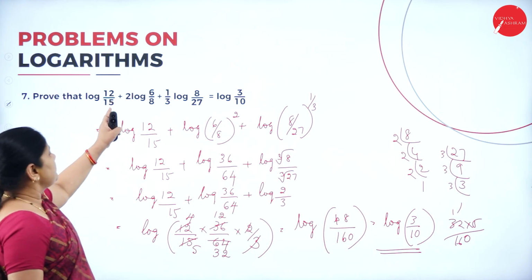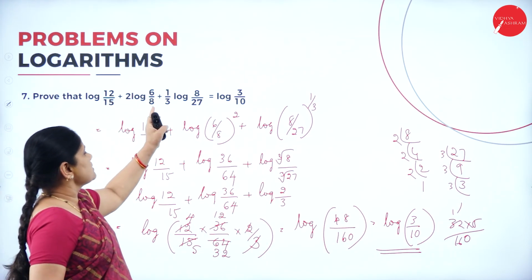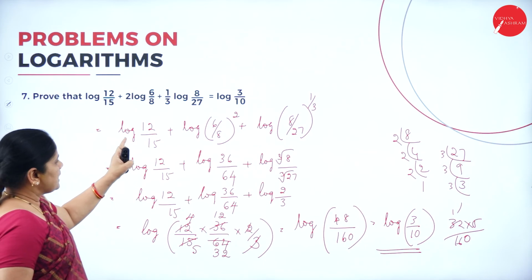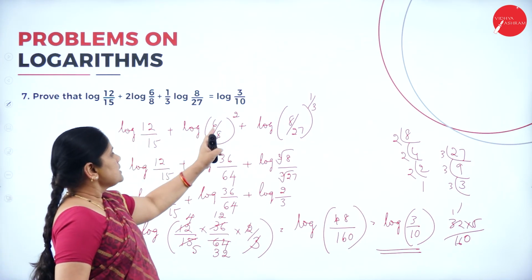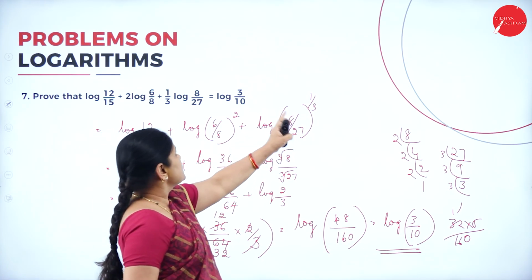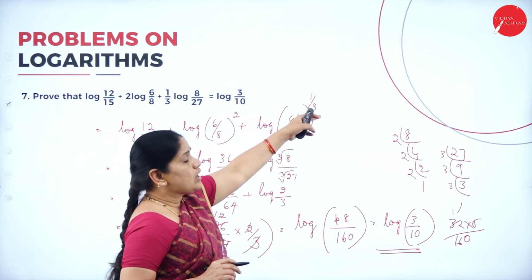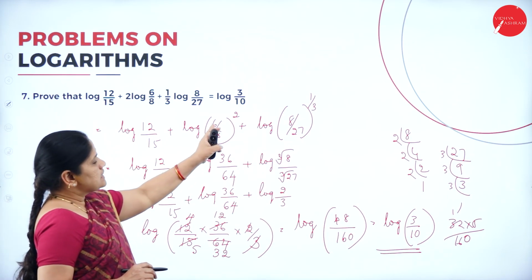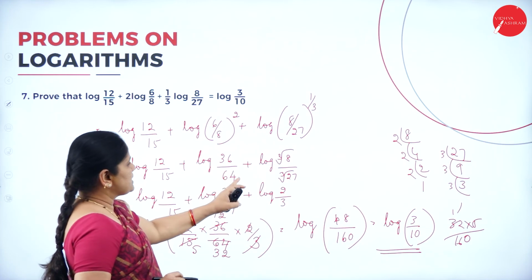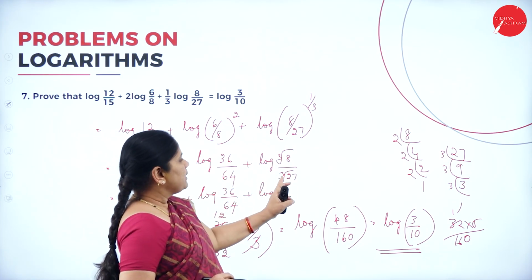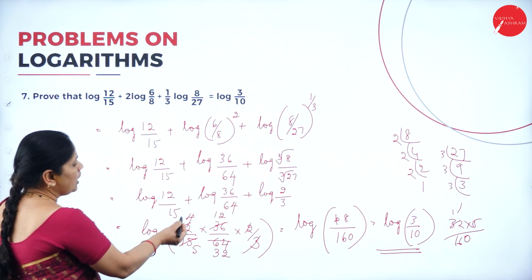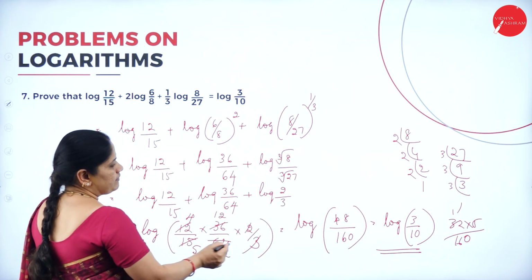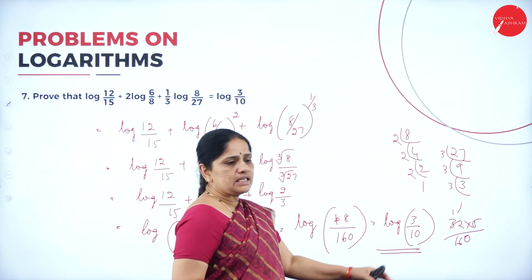So, prove that log of 12 by 15 plus 2 log 6 by 8 plus 1 by 3 log 8 by 27 equals log of 3 by 10. So, I'll take it as log 12 by 15 plus log of (6 by 8) whole squared plus log of (8 by 27) to the power of 1 by 3. Whenever the log is expressed as 1 by 3, it means the root of that number. So log of 12 by 15 plus this I have raised to the power 2, so 6 6s are 36 by 64, plus log of cube root of 8 by cube root of 27. So log 12 by 15 plus log 36 by 64 plus log 2 by 3. When I simplify all this, I'm getting log of 48 by 160, that is log of 3 by 10.